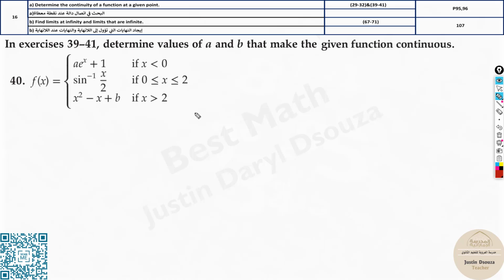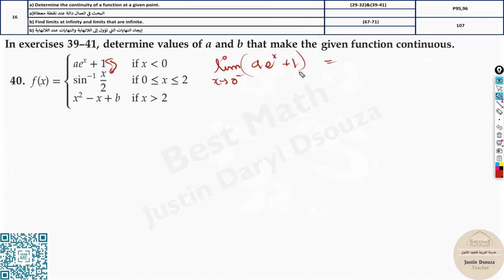I hope you have tried solving it by yourselves. Here what is given is only this. There is a constant a, constant b. So we will use 1 and 2, and then we will use 2 and 3. So limit as x tends to 0, less than means minus, a e power x plus 1 must be equal.